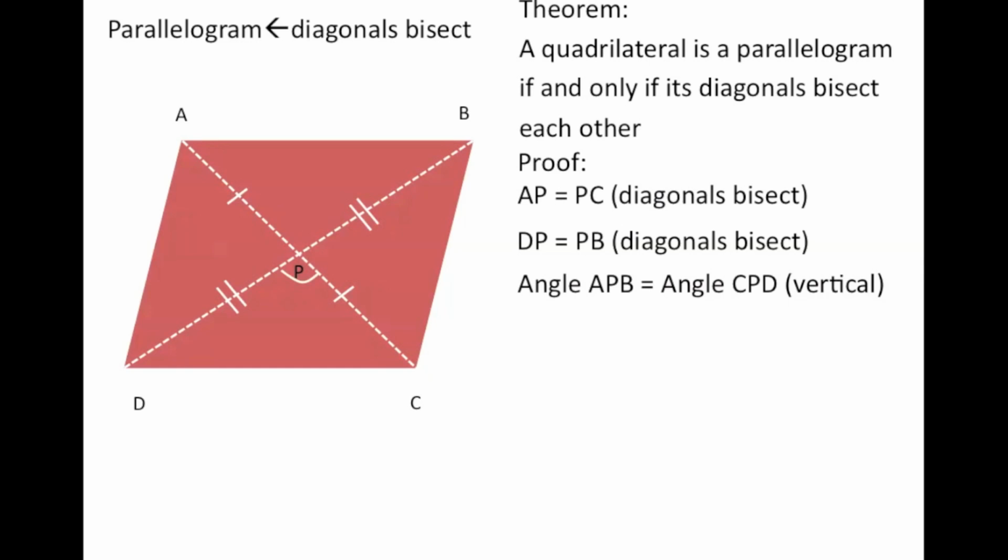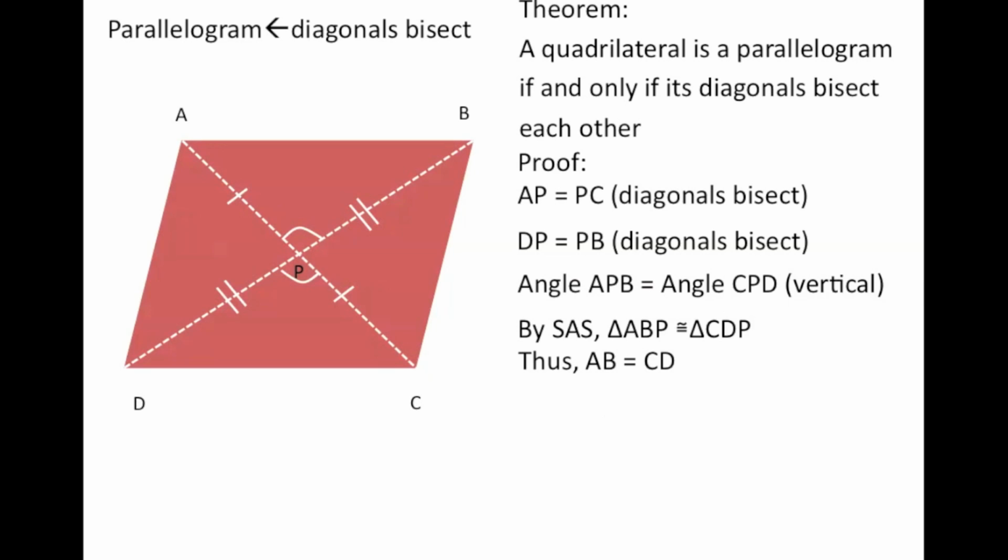Now we know that angle APB and angle CPD are equal because they're vertical angles. So now that we know that each of these are equal, if you look at these two triangles, we see that by side angle side, those two triangles, which are ABP and CDP, are congruent. And this implies that the base side of these triangles, which is AB and DC, must be equal.